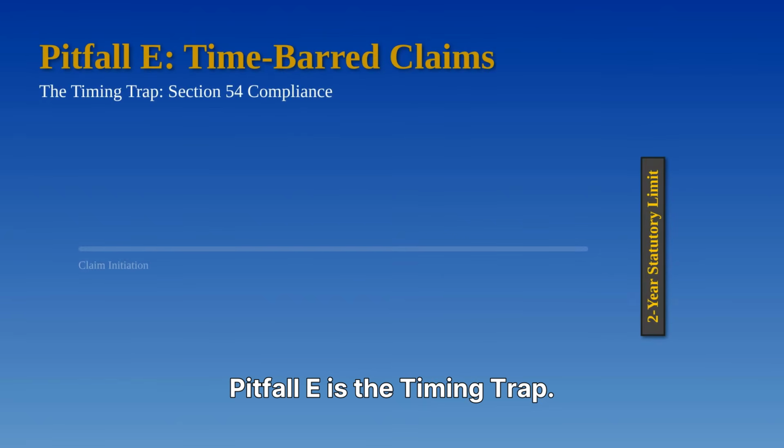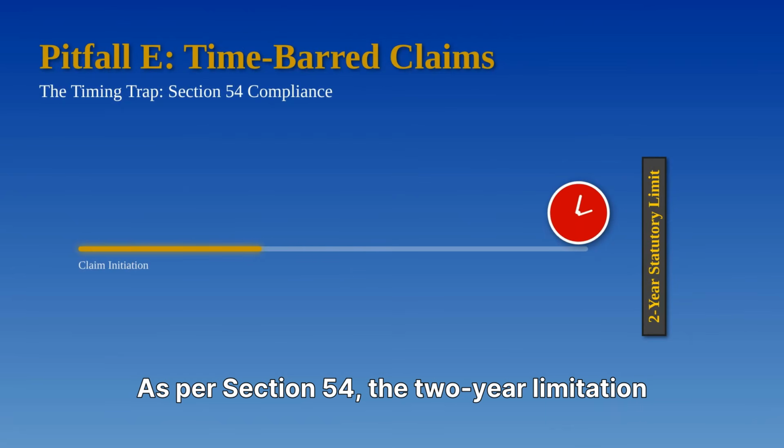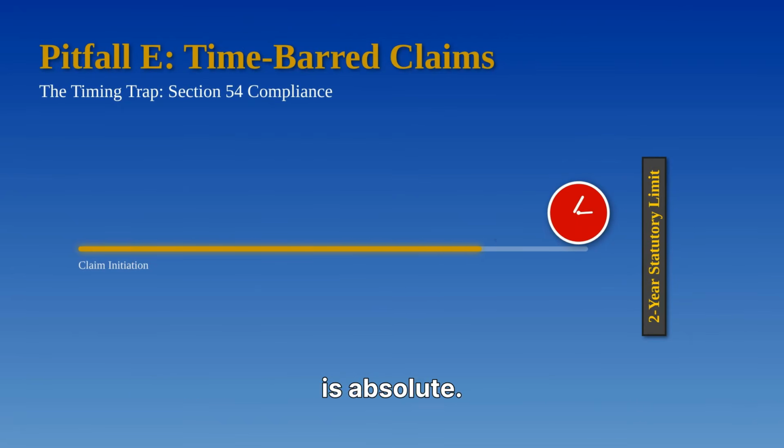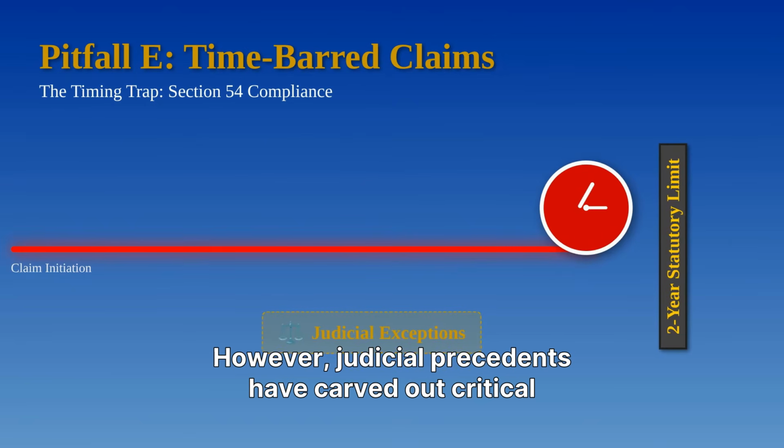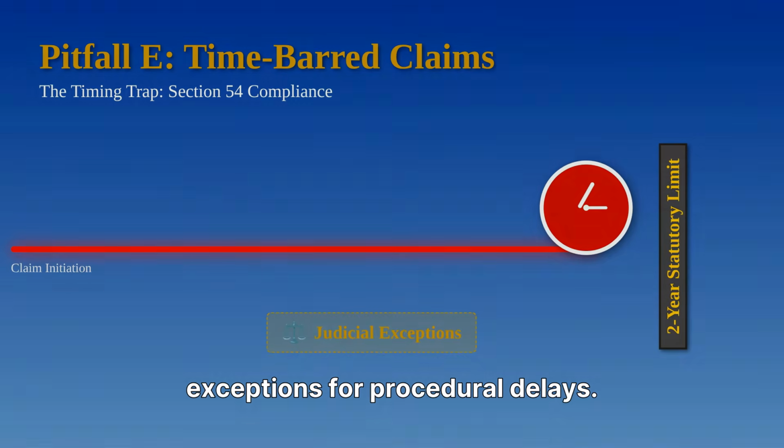Pitfall E is the timing trap. As per Section 54, the 2-year limitation is absolute. Any delay typically makes the claim ineligible. However, judicial precedents have carved out critical exceptions for procedural delays.